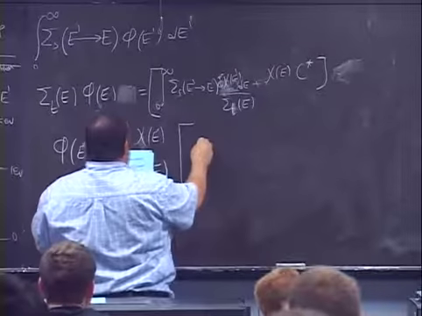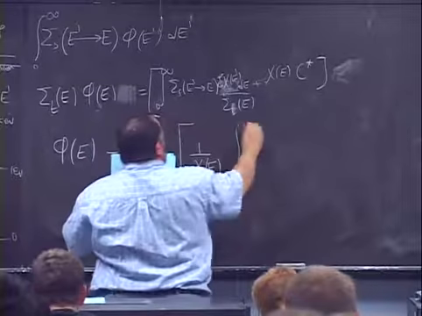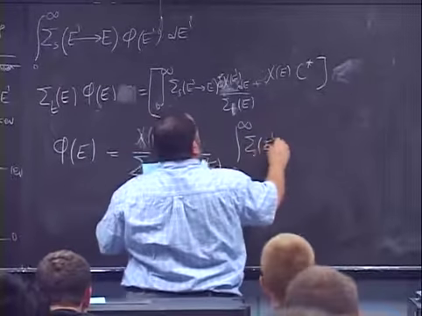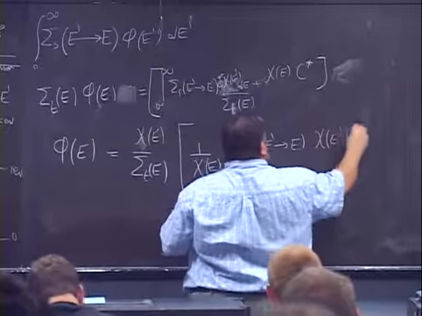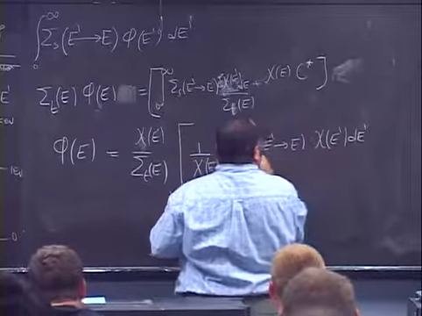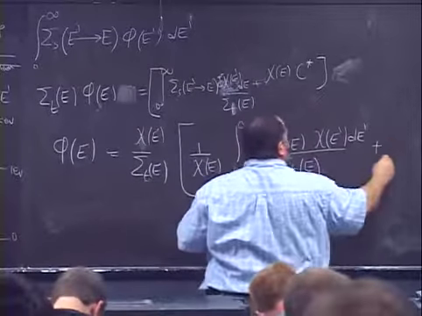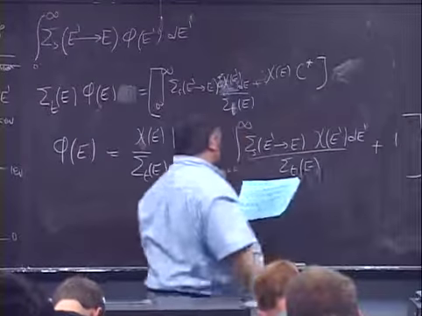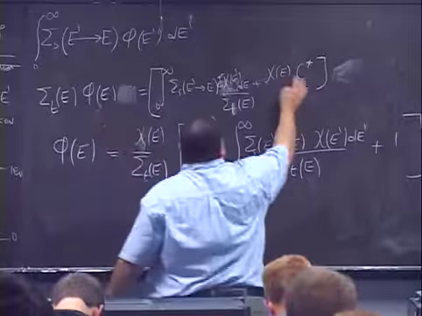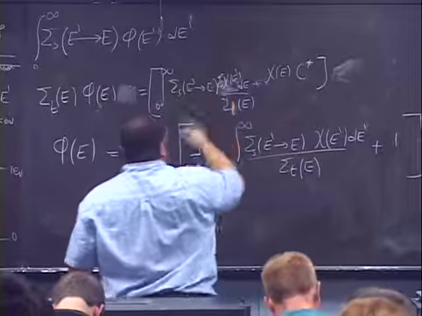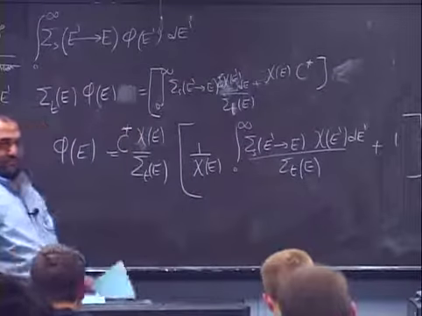You will end up with 1 over chi of E, the integration from 0 to infinity, sigma scattering of E prime goes to E multiplied by chi of E prime, delta E prime divided by sigma total as a function of E, plus what? Plus 1, because I will take the constant outside and there is another constant, so there is a constant multiplied by everything here. Okay guys?